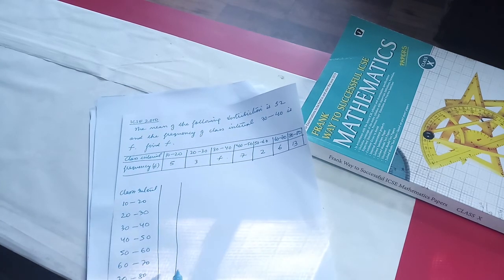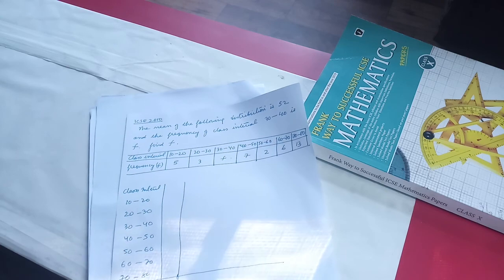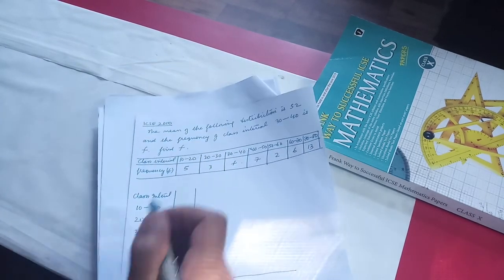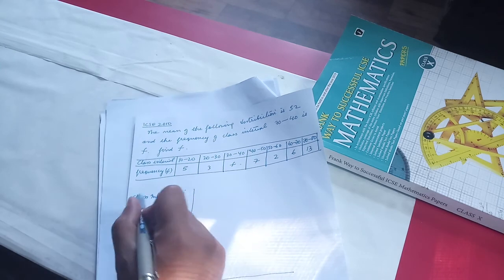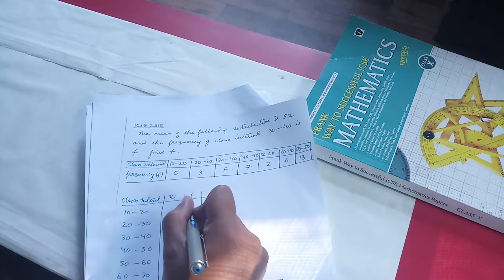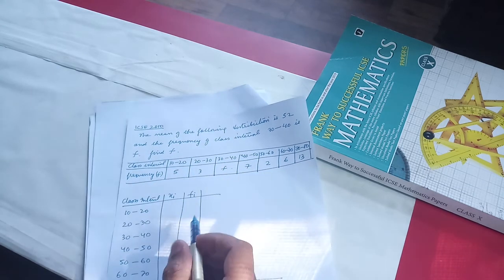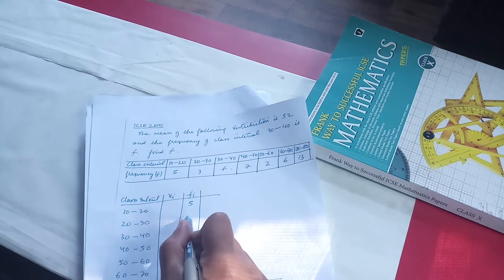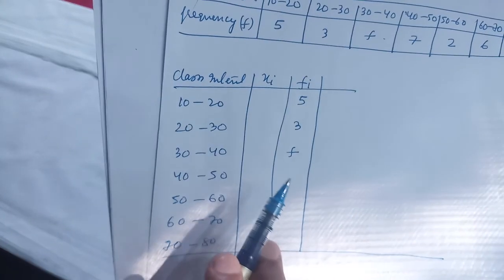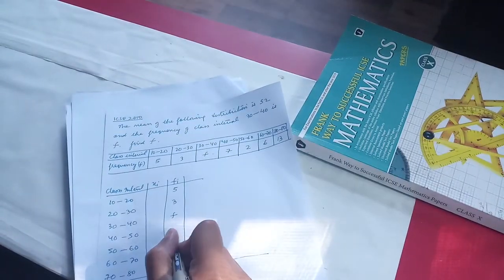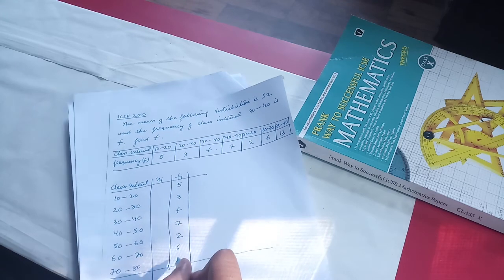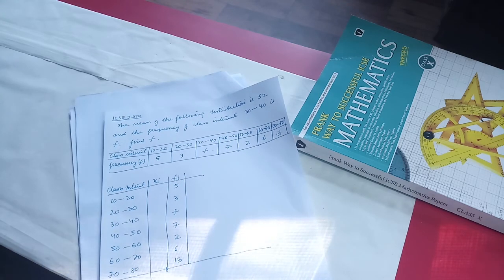So now we know from the last time what we have to do for the second column. We have to keep it for the class mark, that is xi, and in the third we will write down the frequency, which is already given here. So write down the frequency 5, 3. This is the missing frequency f. Then you have got 7, 2, 6, and 13.